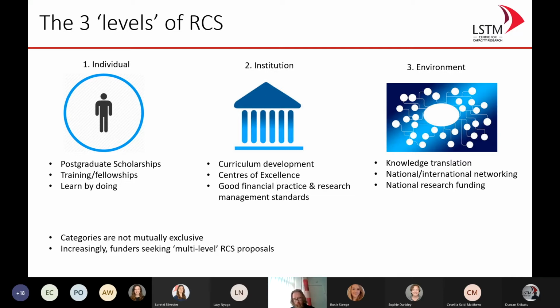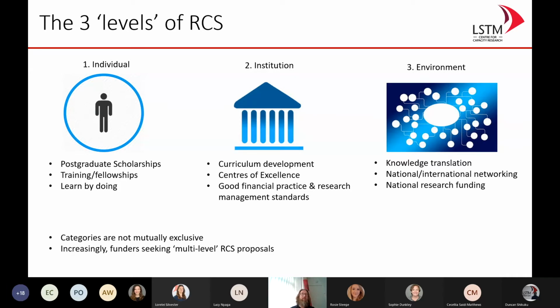So these might be knowledge translation hubs or mechanisms, can be national, international networking mechanisms. I mean, indeed, it's the funding available at national level to support research in the local context, among many other things. That these three categories are not mutually exclusive.